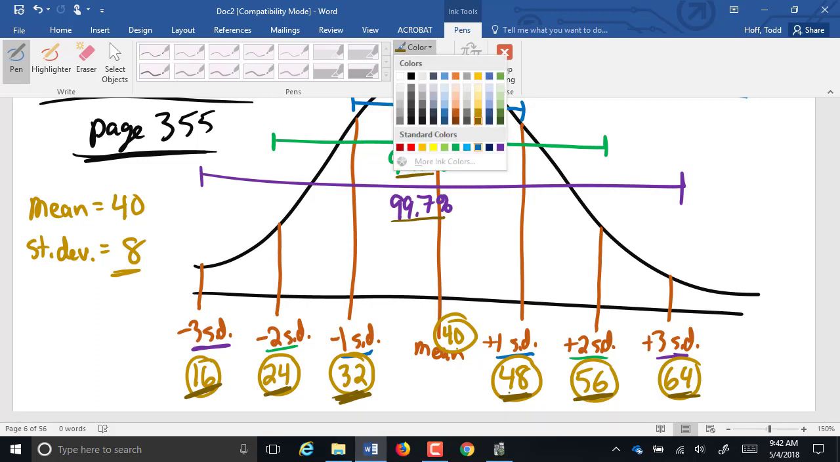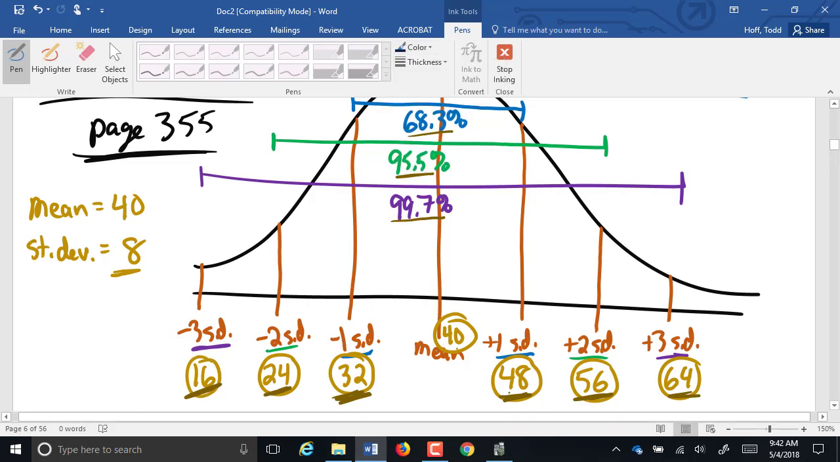Now, I think this distribution is a little bit more powerful if we break it down. So I'm going to do this. 68.3 divided by 2 is 34.15%. That's 34.15% in each of those. So if 68.3% is between 32 and 48, between 32 and 40 is just half of that, 34.15% of the data.